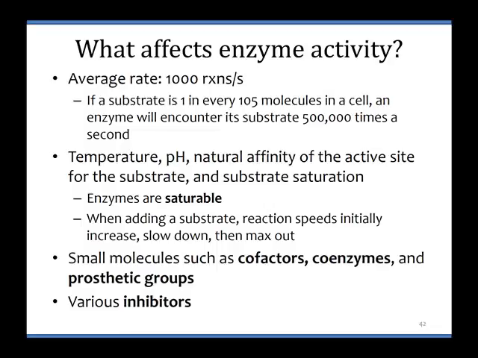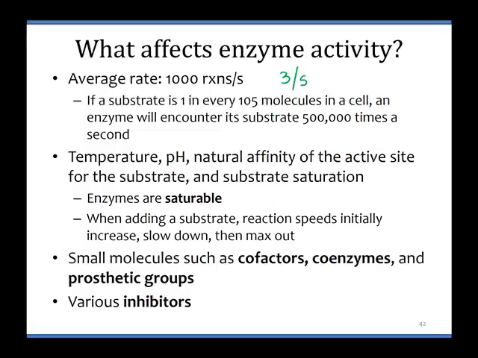Okay, so a little bit of background information here. The average rate of an enzymatic reaction is about 1,000 reactions per second. These guys are insanely fast. The fastest enzymes are something like 5,000 reactions per second. The slowest enzyme is actually an enzyme in photosynthesis. It's 3 reactions a second.